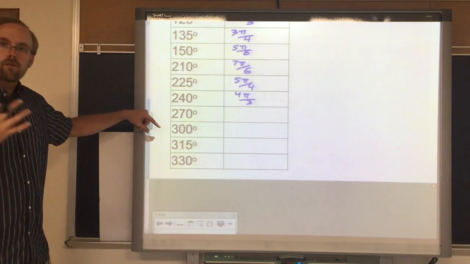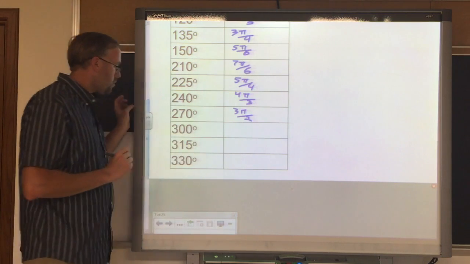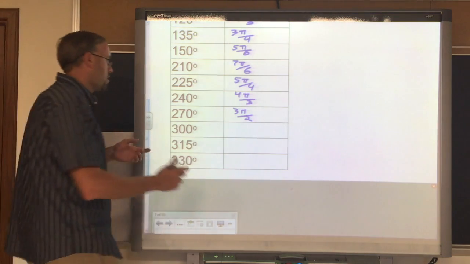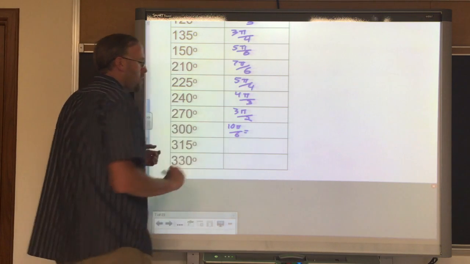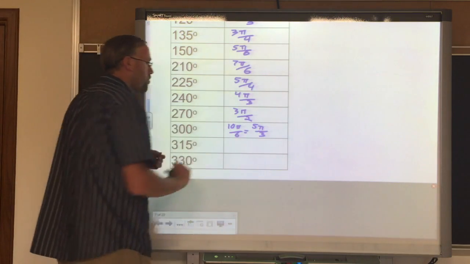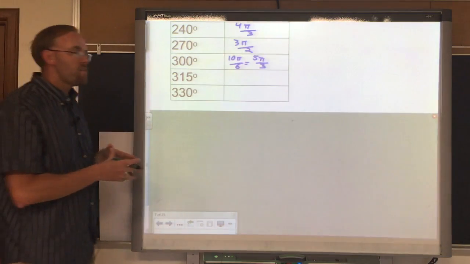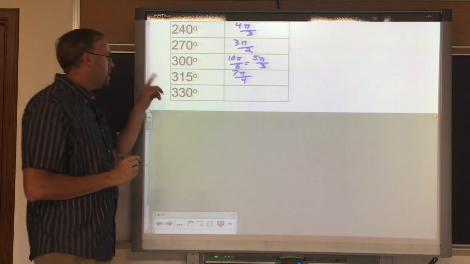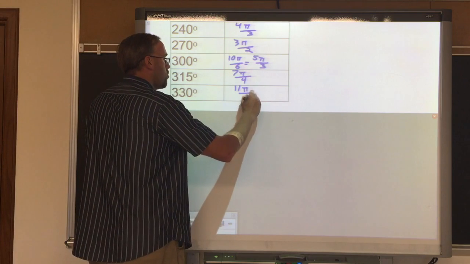270, well, that's 90 3 times, which will be 3 pi over 2. 300, that's 30 degrees 10 times. So that would be 10 pi over 6. Whoops, let's simplify that. So that would be 5 pi over 3. 315, that would be 45 degrees 7 times. So we're going to take 7 times pi over 4. And then finally 330, that's 30 degrees 11 times. So that's 11 pi over 6.